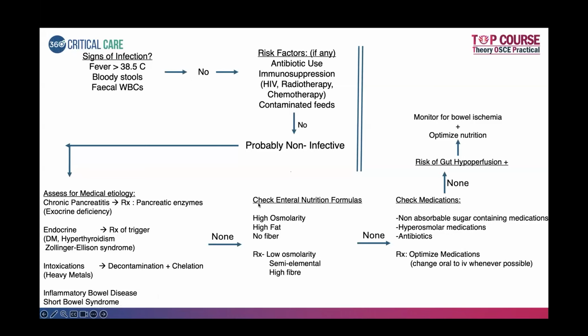If none of these are there, you check the enteral formulation feeds if there is high osmolality, high fat, and no fiber. So if it is there, then you need to go with low osmolality, semi-elemental, or high fiber diets. If enteral nutrition formulas are not a problem, then you check the medications. So non-absorbed sugar-containing medications, hyperosmolar medications, or antibiotics if they are present. If they are there, optimize your medications. Change oral to IV whenever possible. If there is no problem in medications also, then you go with assessment for gut hypoperfusion. So based on that, you optimize your nutrition and monitor for bowel ischemia.